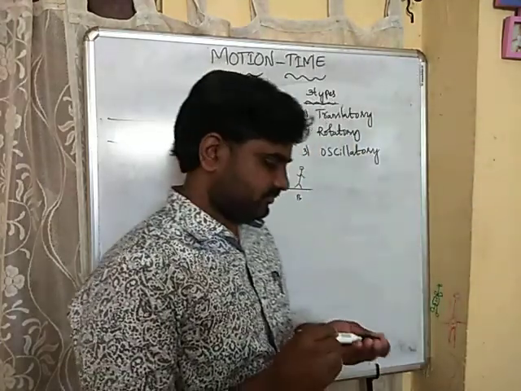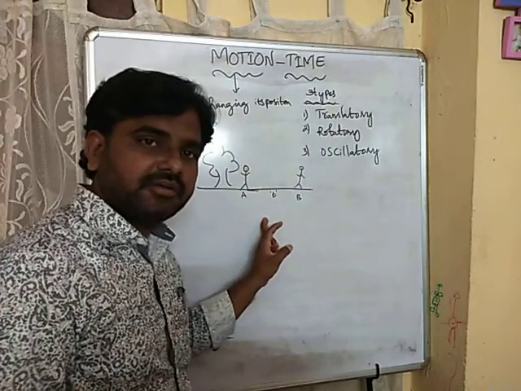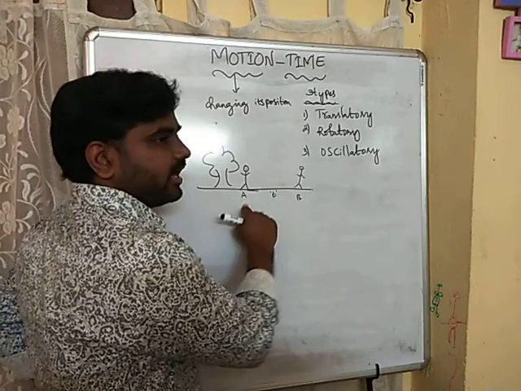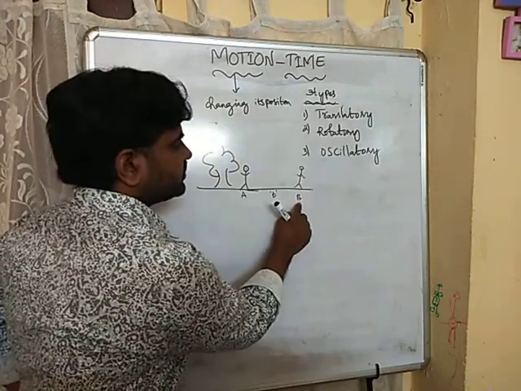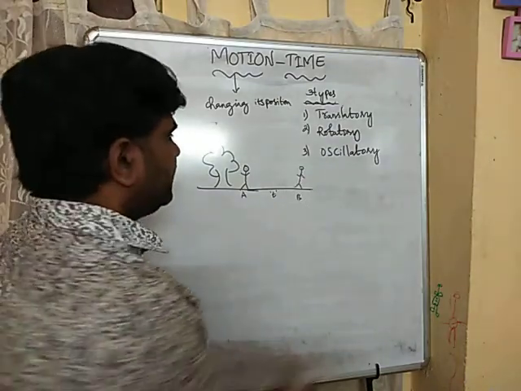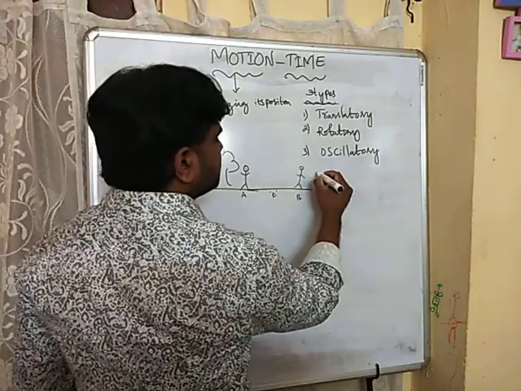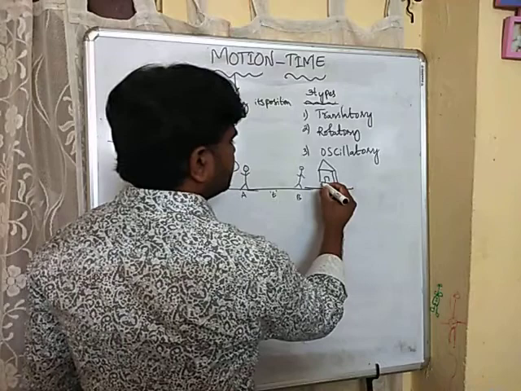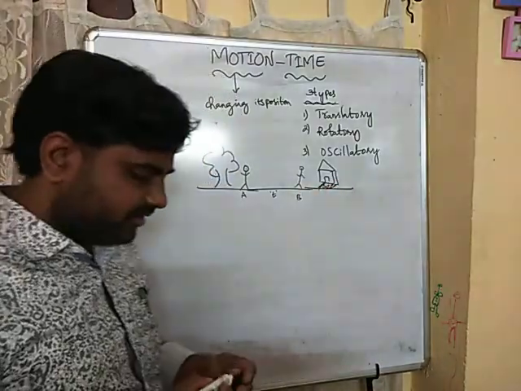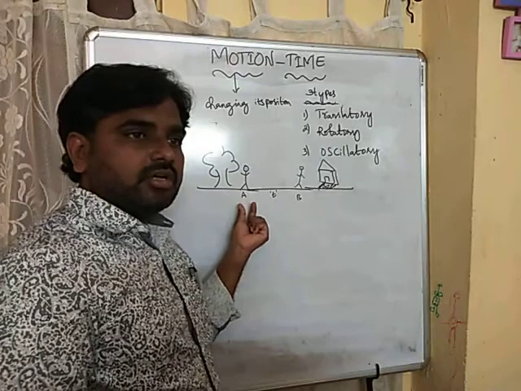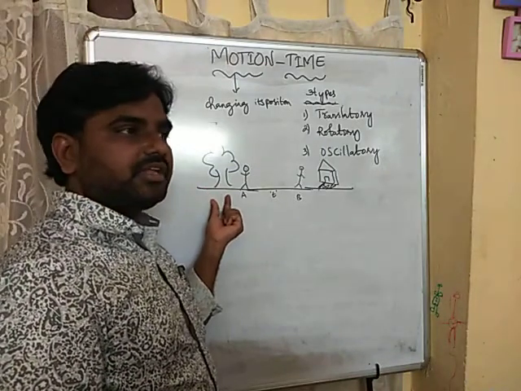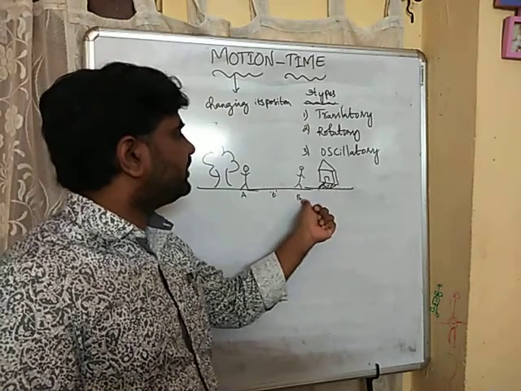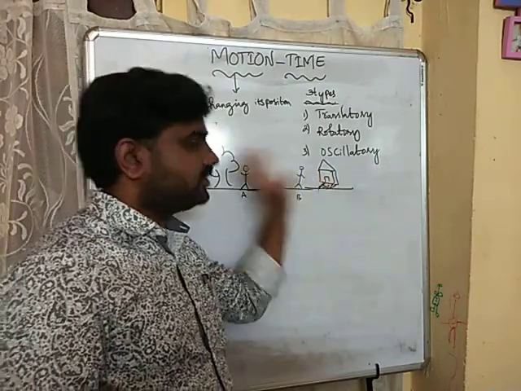What did you observe? Did you see any change here? Yes, of course. The boy was at a position called A, and after a certain time interval, he moved to position B. Here, assume that there is a house, isn't it? There is a house. Now, how can we say that? The boy was beside this tree at position A, and after a certain time he was at position B, where beside this boy there is a house.